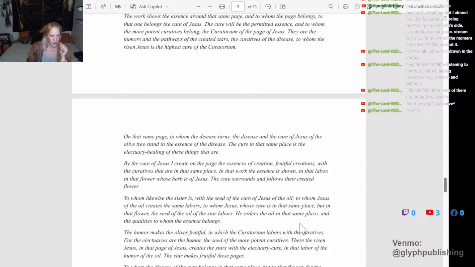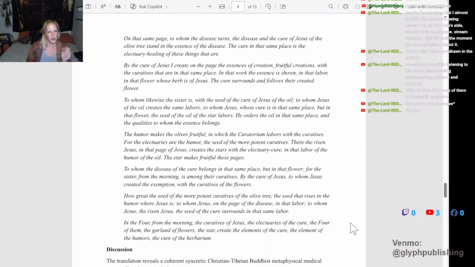Okay? The cure in that same place is the electuary healing of these things that are. By the cure of Jesus, I create on the page the essences of creation, fruitful creations, with the curatives that are in that same place. And that work the essence is shown, in that labor, in that flower whose herbs is of Jesus. The cure surrounds and follows their created flower. Whenever it uses the term created, it's talking about the place and the process of what you've already done as you go along in the book, right? So he's saying the created flower. It's something that you've already done, right? You've created that, or you created this.